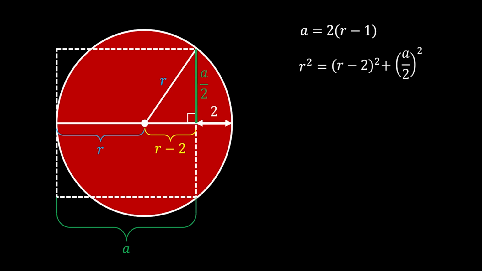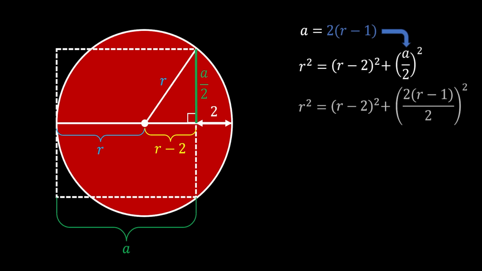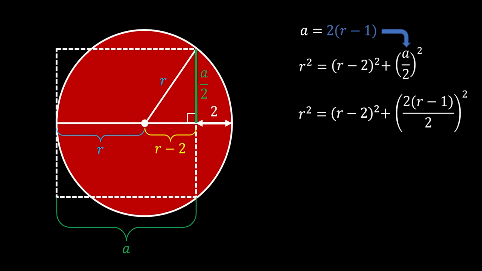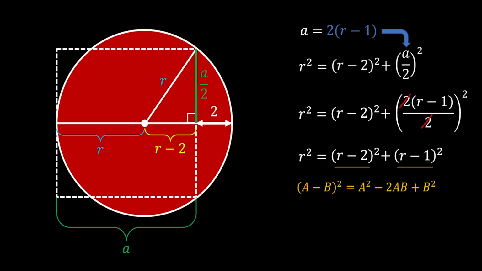Now we can substitute the value of a from our first equation into our second equation and we will get the following. Now we can simplify the last term by cancelling 2 in the denominator and the numerator, and we will get that r squared is equal to r minus 2 squared plus r minus 1 squared. Now we can see that these two terms represent the square of a binomial. Just to remind you, the formula for the square of a binomial states that a minus b squared is equal to a squared minus 2ab plus b squared.